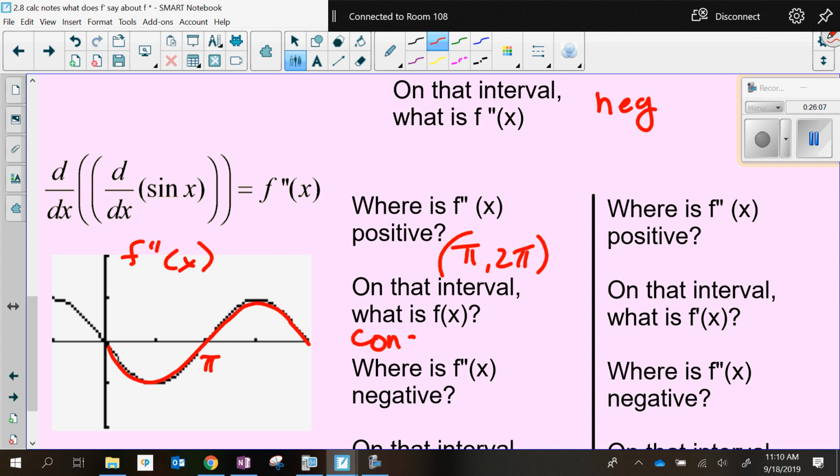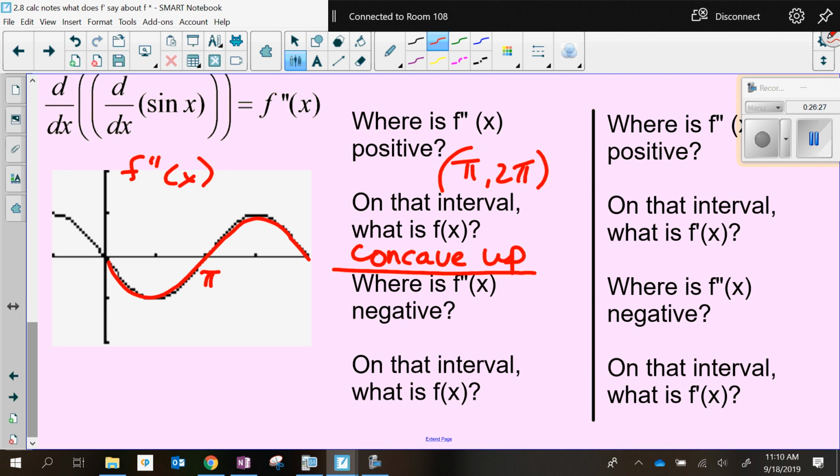Do you all remember concavity from the parabola from your polynomial last year? Concave up is a parabola opening up. Concave down is a parabola opening down. If not, it's just new vocab.